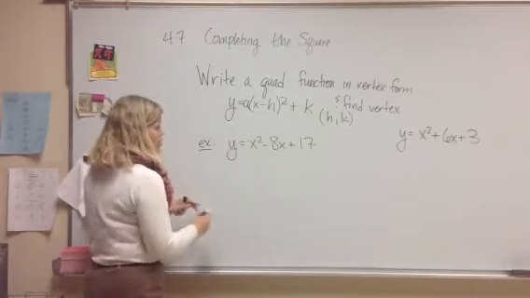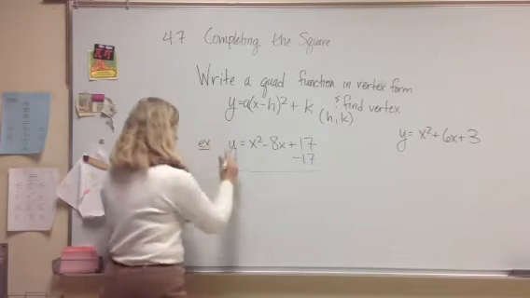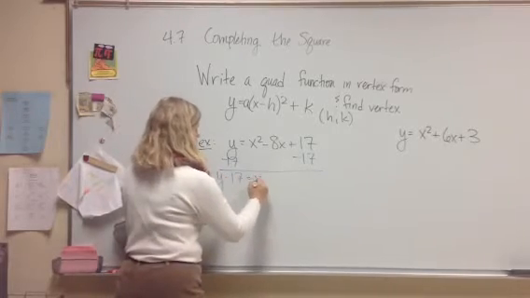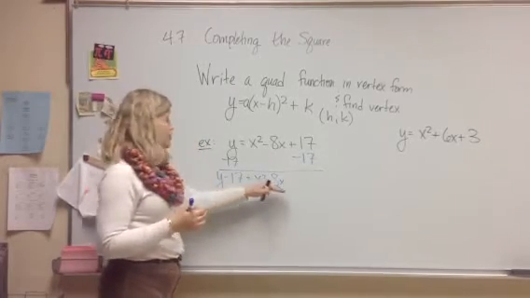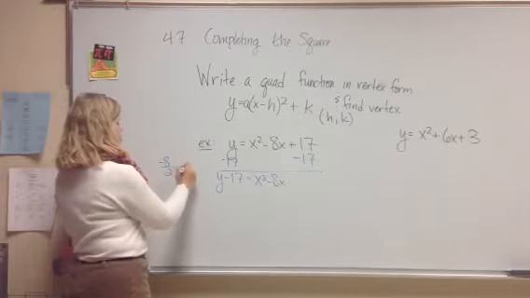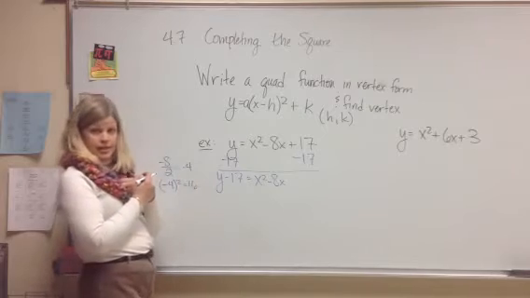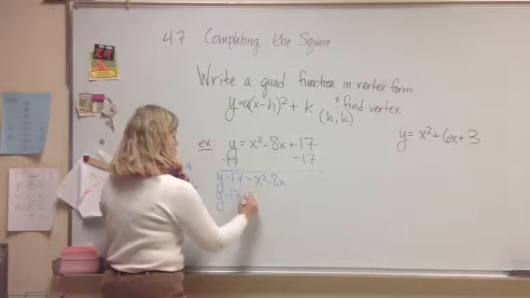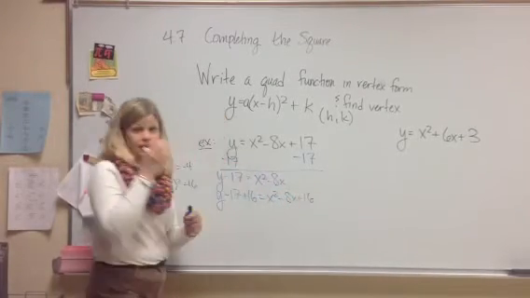So, we are going to subtract 17 from each side. Now, you can't combine them, so you just have y minus 17. And then you have x squared minus 8x. Okay? And then remember, you take your b, which is negative 8. We divide it by 2. That's negative 4. We square negative 4, and that's 16. And that's what we add to both sides. So we have y minus 17 plus 16, and we have x squared minus 8x plus 16.